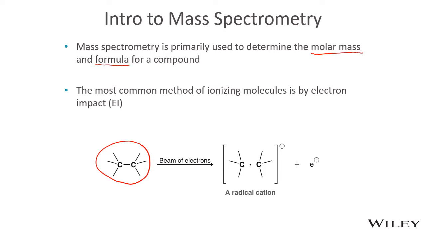So our single electron is here, and that's going to leave the molecule with a positive charge, since we've lost a negative charge, as well as a single electron in the form of a radical. So we're left with a radical cation after this beam of electrons. From here, the machine is capable of reading the particular molecule.